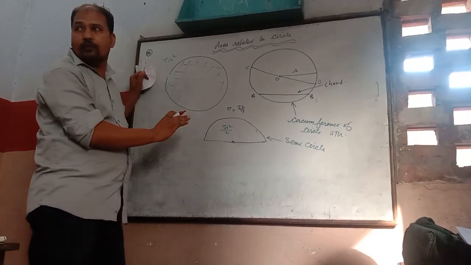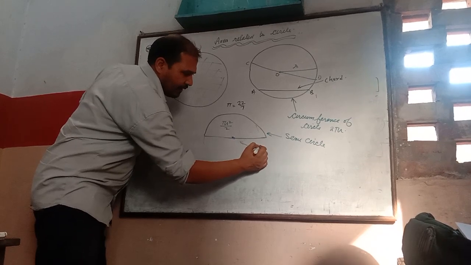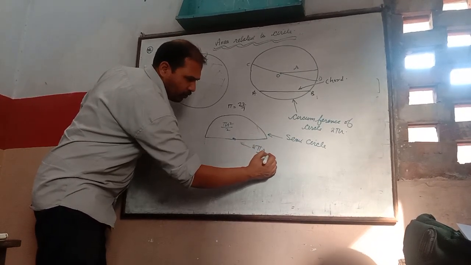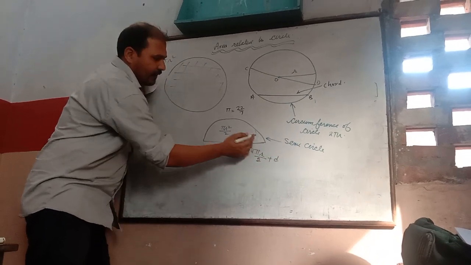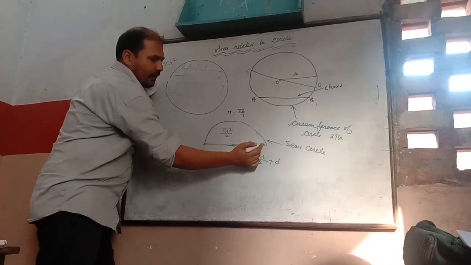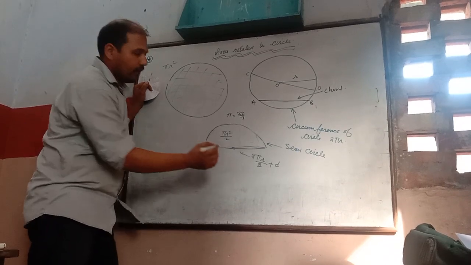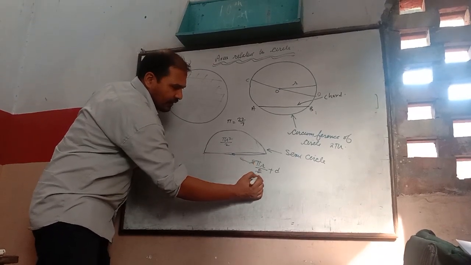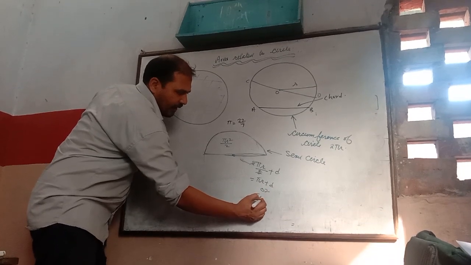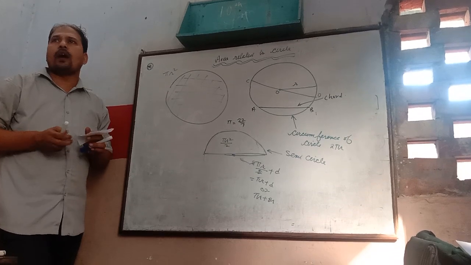of the semicircle, we will use the formula 2 pi r upon 2 plus d. D meaning diameter of this. Okay, 2 pi r divided by 2 plus diameter. Okay, 2 cancel by 2, that is equal to pi r plus d. And other ways we can write pi r plus 2r.